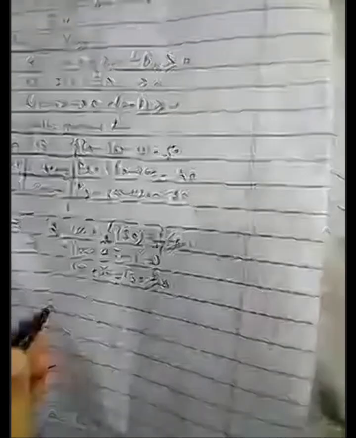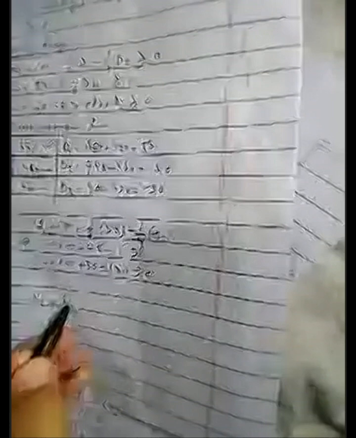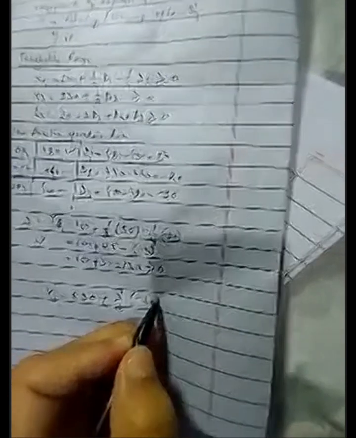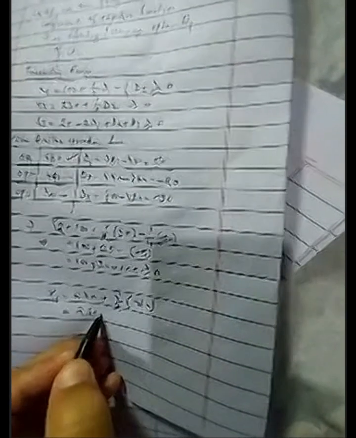Now we will see for x3. So x3 is equal to 230 plus 1 over 2 into d2, which is equal to minus 20. That is equal to 230 minus 10, which is equal to 220, which is also greater than or equal to 0. So it is also satisfying the condition.